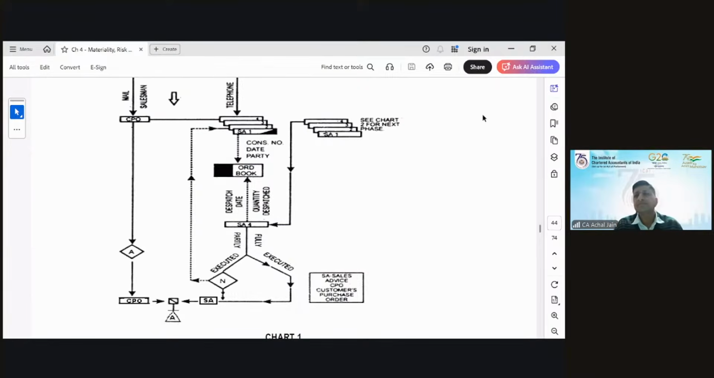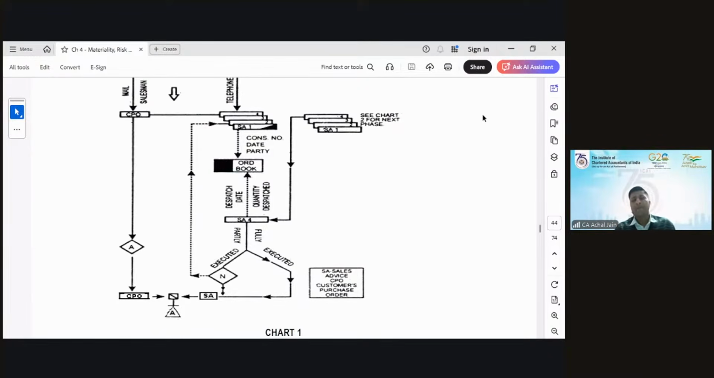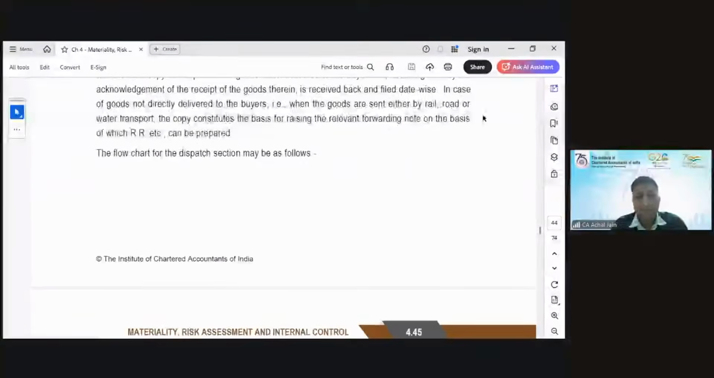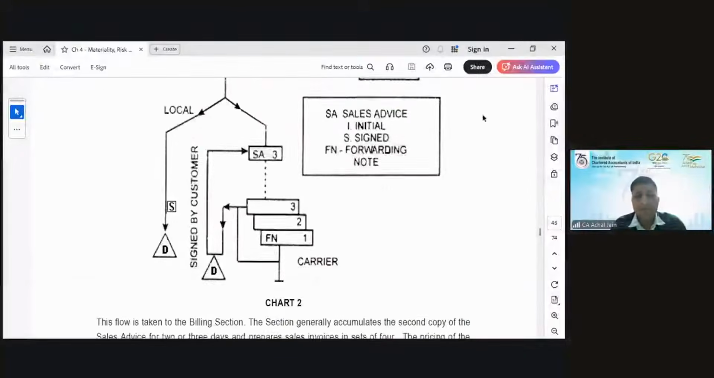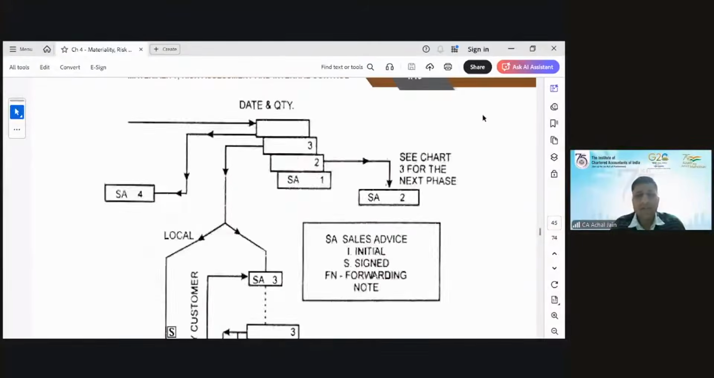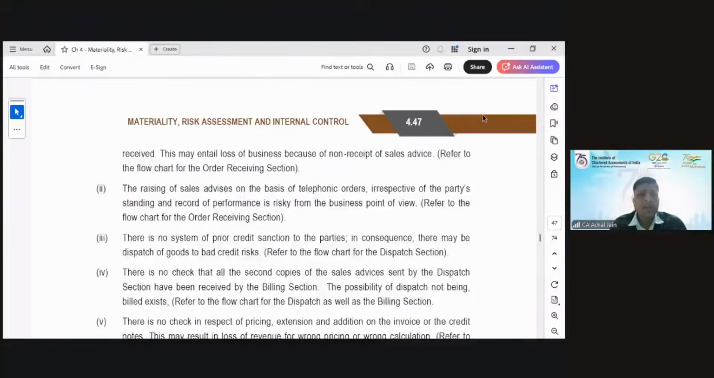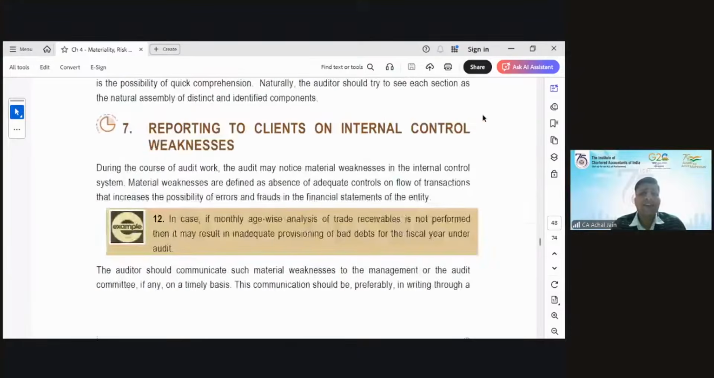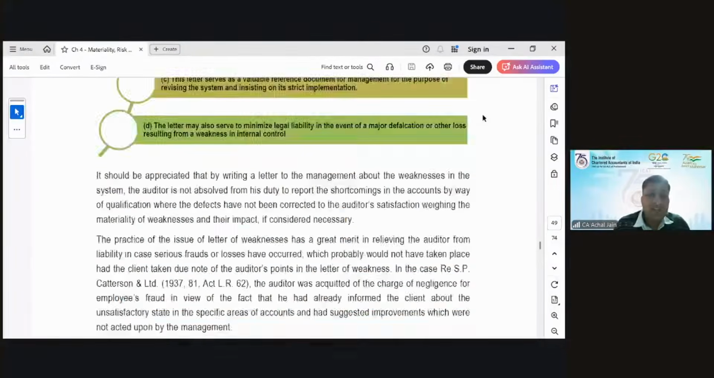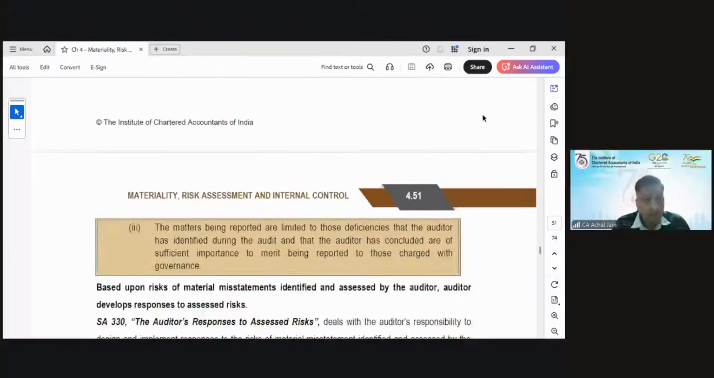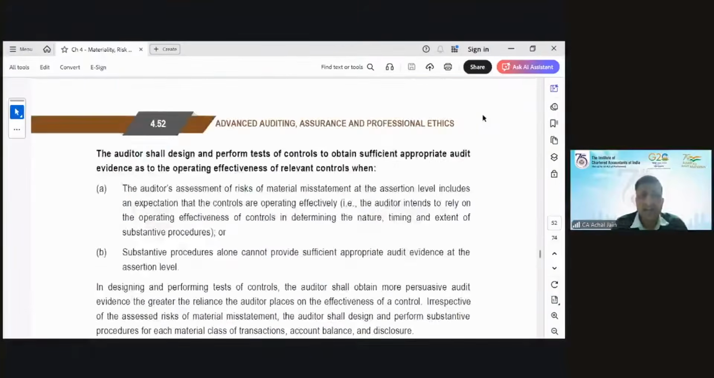Now, if you look at some of these, they are nothing but flow charts, and I would advise you to go through some of these flow charts, so you get a quick perspective of what is there, how the things are flowing. Now, reporting to the clients on internal control weaknesses. This is largely about the reporting requirement, and I'll come to that slightly later.